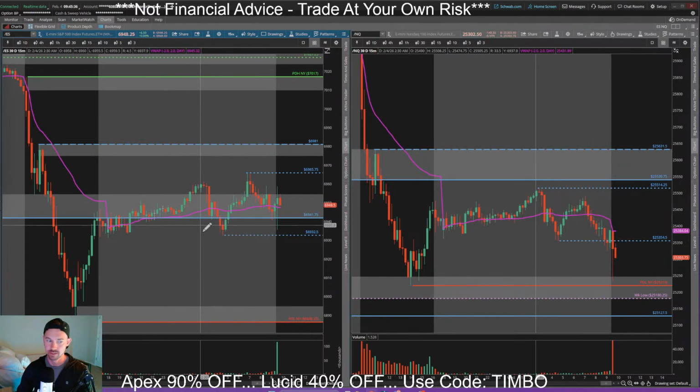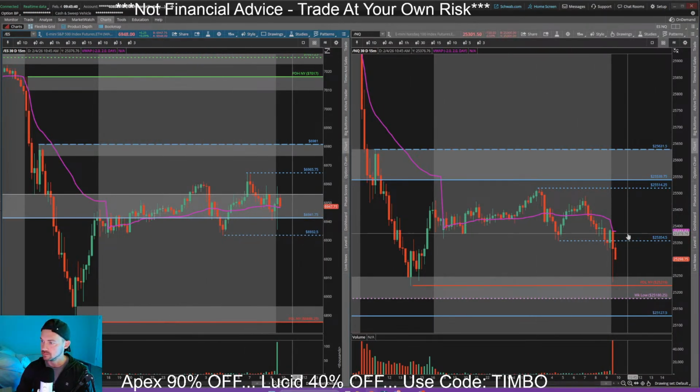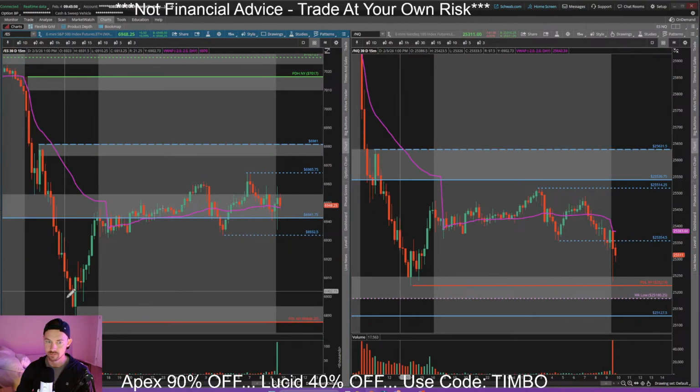But that 15-minute opening range is set. NQ kind of moving back down. It closed below that little support area here, so sellers are trying to bring it back down at the moment.